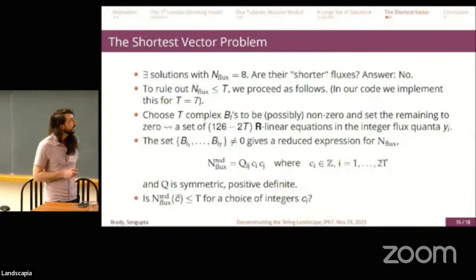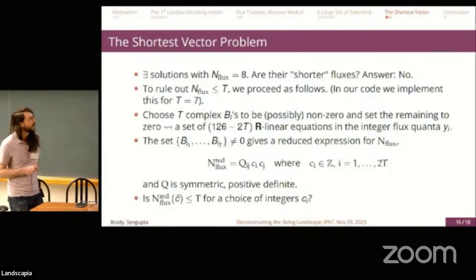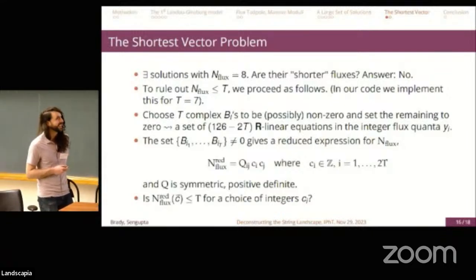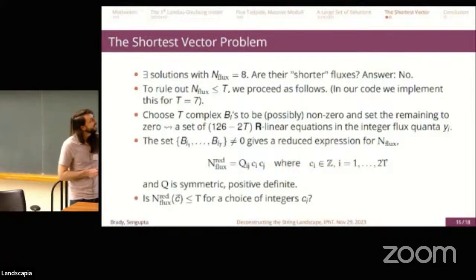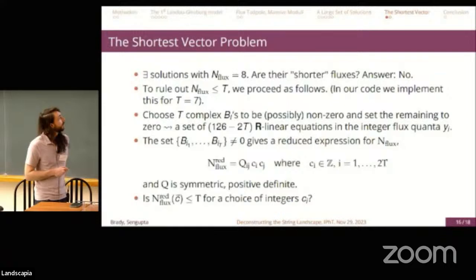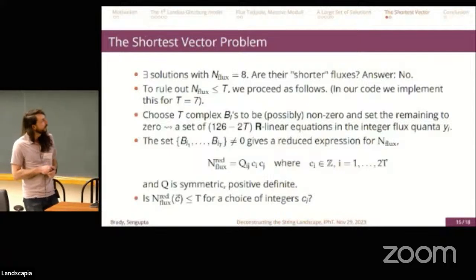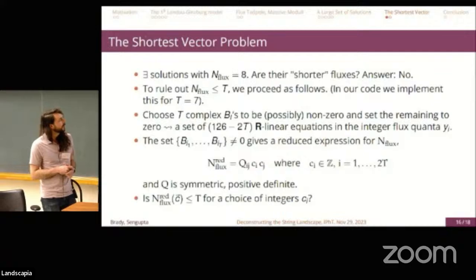And so we express it like this, where Qij is some symmetric positive definite matrix, and these ci are arbitrary integer valued, forming an integer valued vector. So now the question becomes, is this less than or equal to t for some choice of integer ci? And remember, we're setting t equals 7 in this problem.